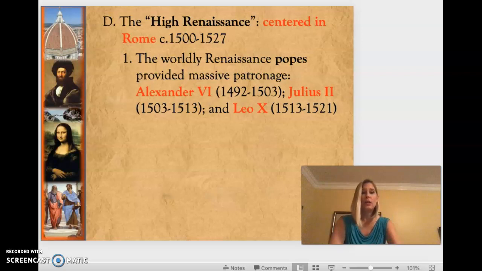Again, we've talked about what patronage is. So here are a couple of examples of the popes who spent huge amounts of money purchasing some of the art in order to beautify their churches, or put more emphasis on God with the religious themes of some of these works. So you have Alexander the Sixth, Julius the Second, and Leo the Tenth. Again, all three are what we would call popes who will practice patronage.